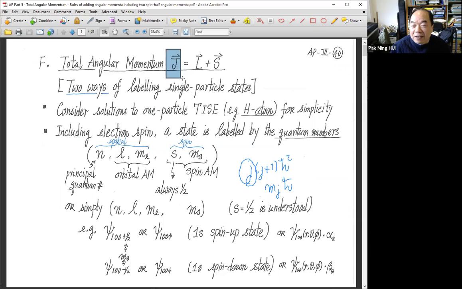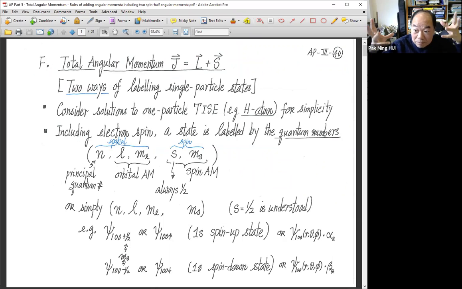For example, if this is a P state, L equals 1. This is spin half, S is always half. We add this into a new total angular momentum. What are the possible values of J? That is the question. At the same time, let me do a little bit of atomic physics within this context.